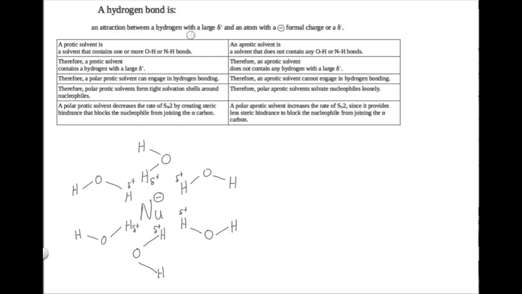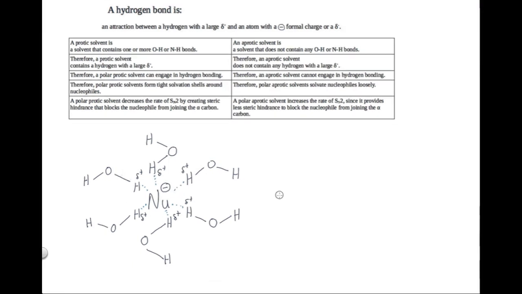A hydrogen bond is an attraction between a hydrogen with a large delta positive and an atom with a negative formal charge. So this hydrogen will be attracted to the negative charge, this hydrogen will be attracted to the negative charge. All these delta positive hydrogens will be attracted to that negative charge. We can show those hydrogen bonds with dots. These dots indicate the attractions between the nucleophile and the hydrogens. So the dots indicate the attractions between the delta positive hydrogens and the negative nucleophile. Remember, unlike charges attract. The partial positive charges will be attracted to this negative charge.